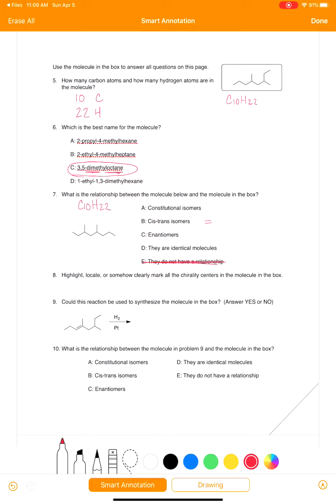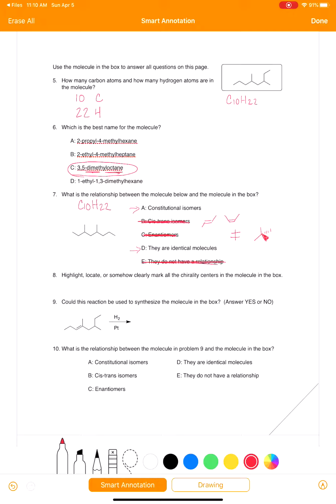Cis-trans isomers is only possible when we have a double bond. And we don't have a double bond in these molecules, so that's not a possibility here. Enantiomers is only possible when we're using Fischer projections or when we're using wedge dash notation, and we can see something about the 3D shape. And we don't have Fischer projection or wedge dash notation, so that's not possible either. So our only options are they're either identical or they're constitutional isomers.